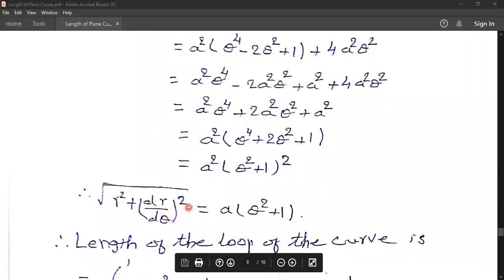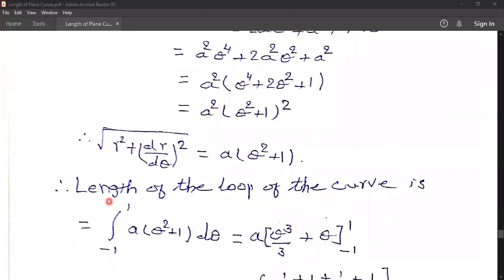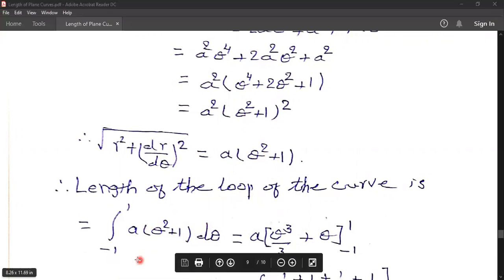Square root of this value is equal to a into (theta square plus 1). Therefore, the length of the loop of the curve is that you are having theta varies from minus 1 to plus 1.